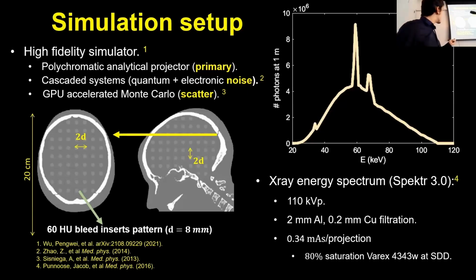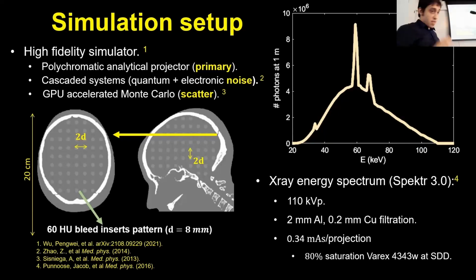So to study all of these, we propose a simulation setup in which we show results using a numerical phantom of a brain, in which we have placed a pattern of bleed inserts of 60 Hounsfield units of contrast with a diameter of 8 millimeters, where each sphere is located at twice the diameter from the other. We have a high-fidelity simulator, including primary signal, noise, and scatter.